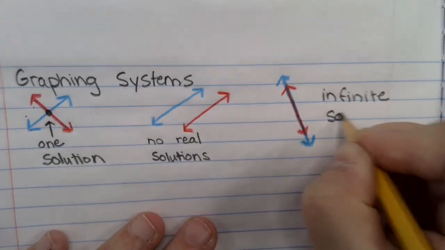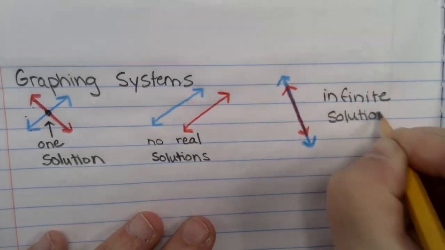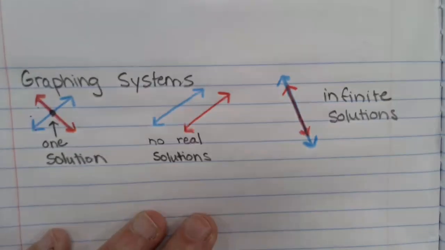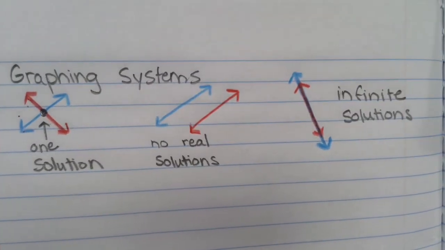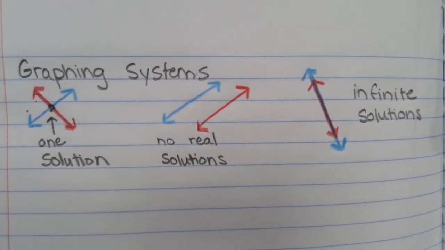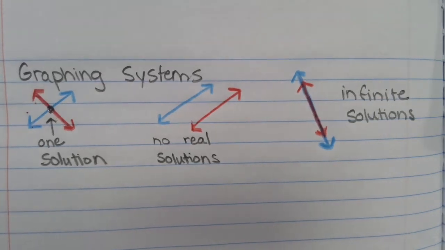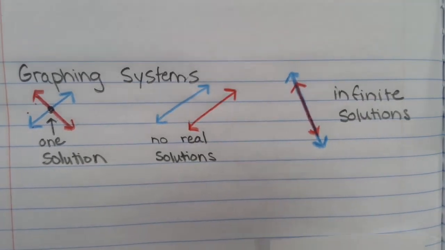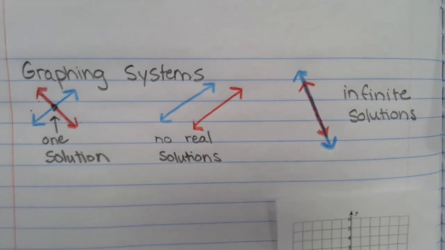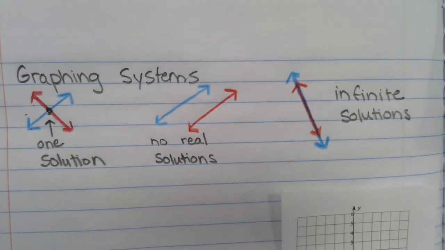So infinite solutions. Well, we're not doing infinity. It's infinite. It's a little different. That's how you spell infinite. If you're doing infinity, that would be different. Infinite is spelled with an F.